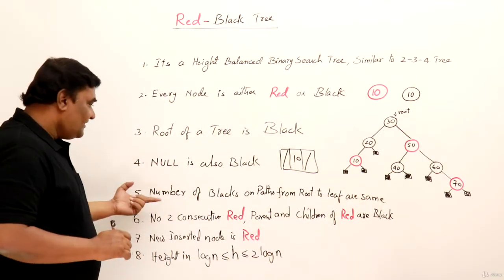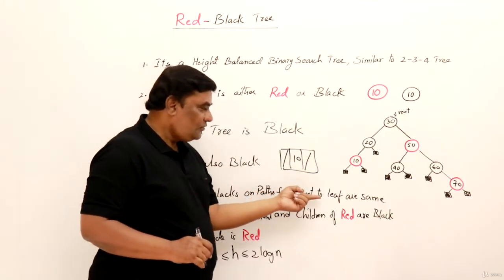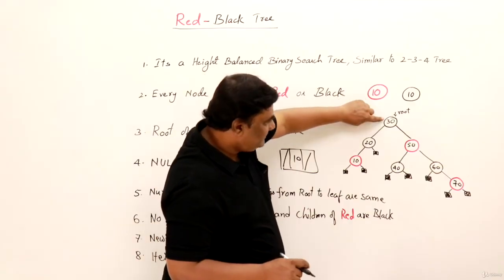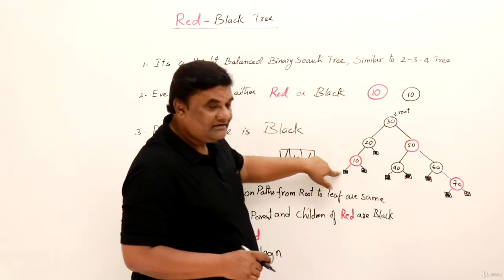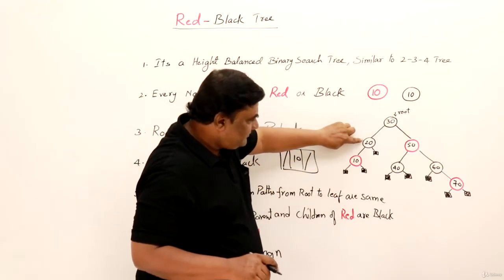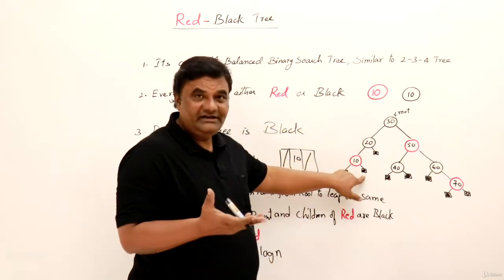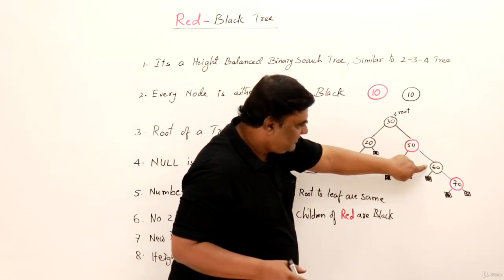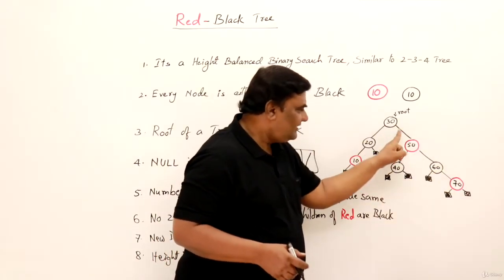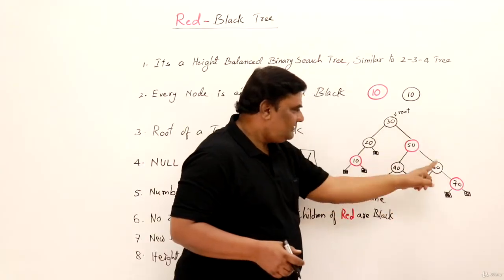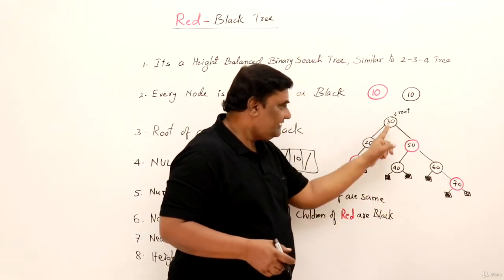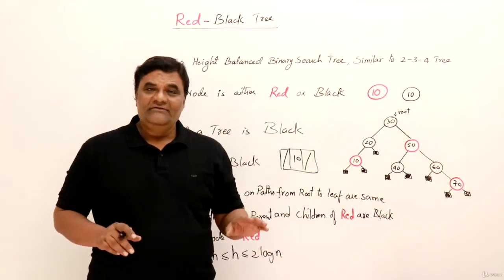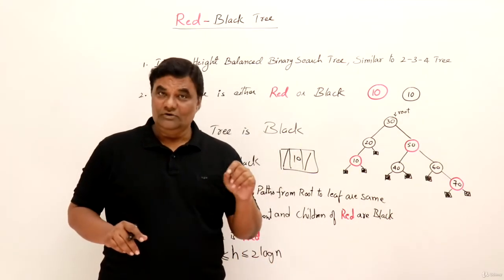Now next thing, the number of blacks on the paths from root to leaf are the same. Let us count black nodes. 1, 2, 3. These are 3. Going along this path, 1, 2, 3. Let us go in this direction, 1, 2, 3. And here, 1, 2, 3. So in every path you go, you should have the same number of black nodes.